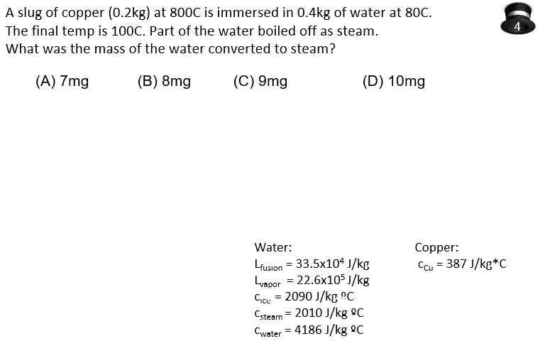So now we have a slug of copper. It's 0.2 kilograms. It's at 800 C. It's pretty hot. Immersed in 0.4 kilograms of water that's already at 80 C. The final temperature is 100 C. So part of the water is going to be boiled off as steam. So your water basically is heated to 100 C, and that means you're going to be able to boil off some water as steam. So the question is, what is the mass of water that you convert to steam?